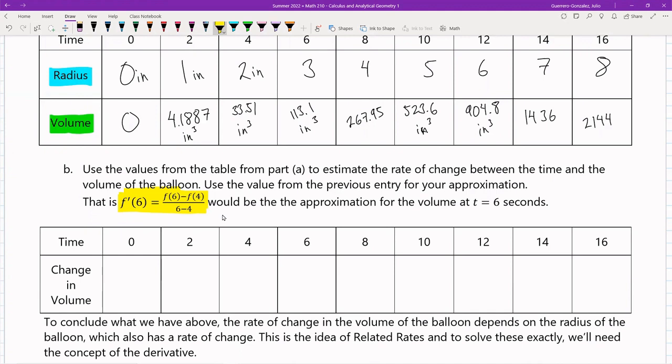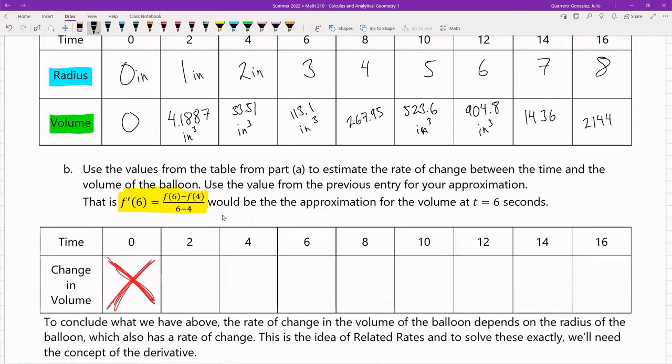Okay, so if I want to find f prime of 6, the rate of change at exactly 6, I'm going to be using this value and this value. I'm going to find the slope between these two values. Hopefully that makes sense. So if I wanted to find f prime of 0, I'd need this one and the one before it. This one's not going to exist. We don't have a value before it, so we're just going to cross it out. But we do have f prime of 2.